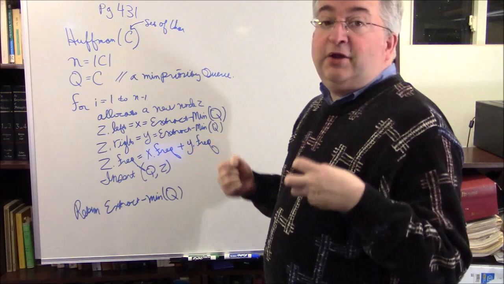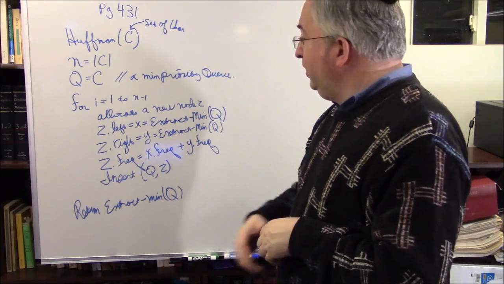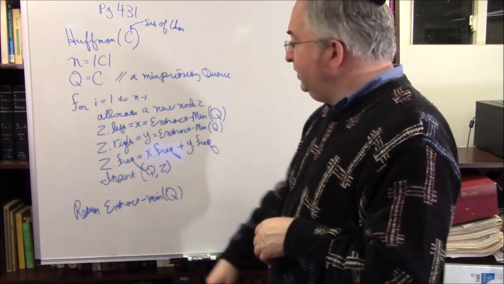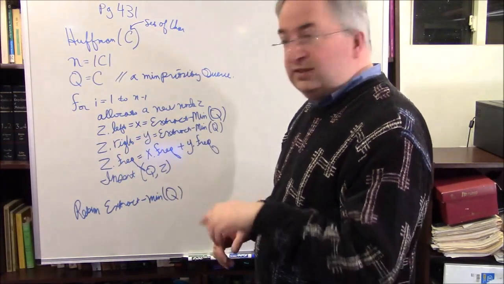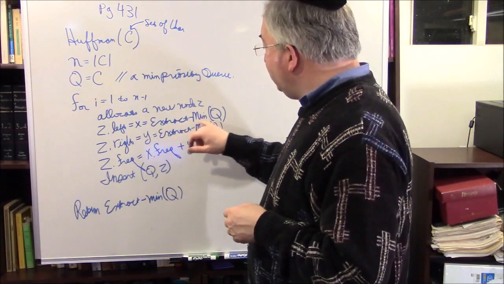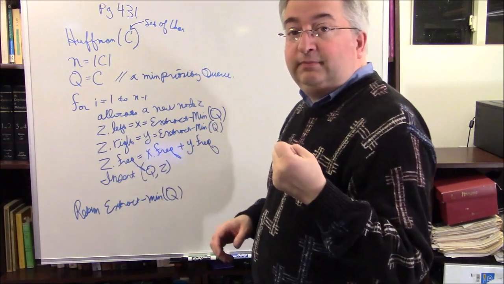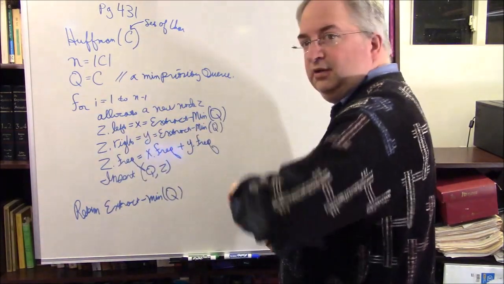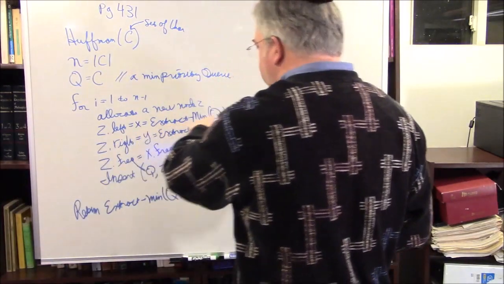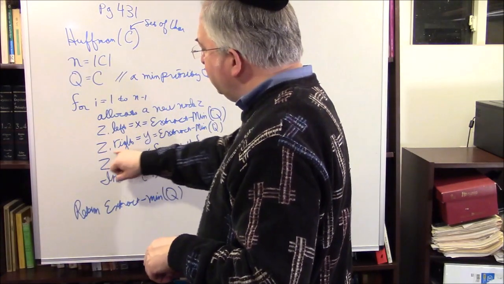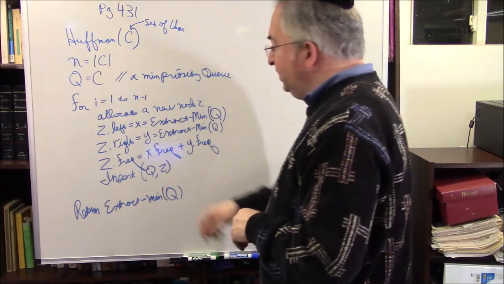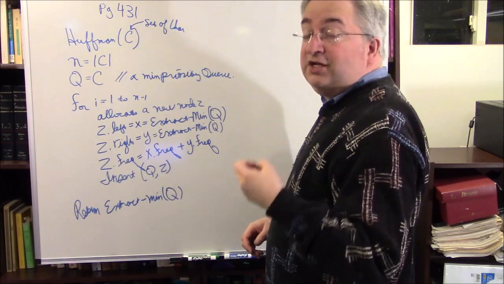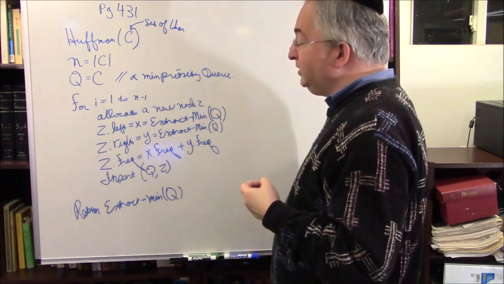First, allocate a new node. Then we'll call it z. Then z dot left is equal to x, which is extract min Q. Pull out one of them. This is what I said: the smallest is going to be on the left, always. The algorithm on the smallest one pulls out the left. Next, z dot right is equal to y, which is equal to extract min again. So you pull out the second smallest one.